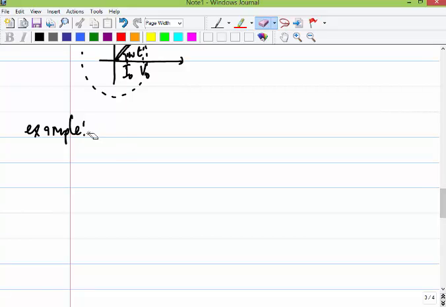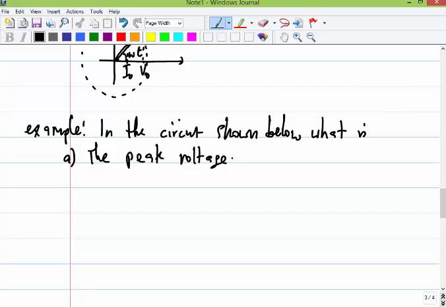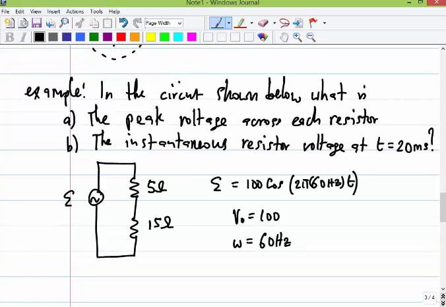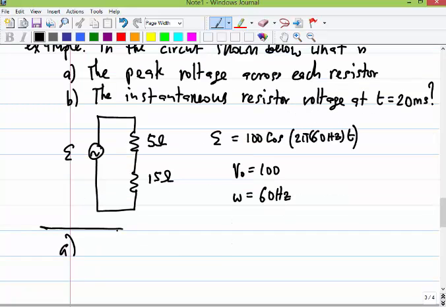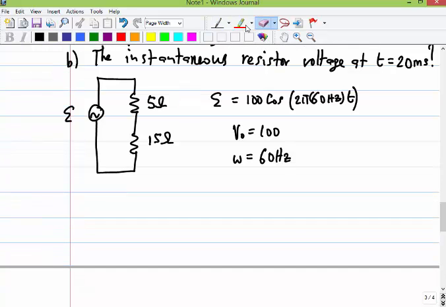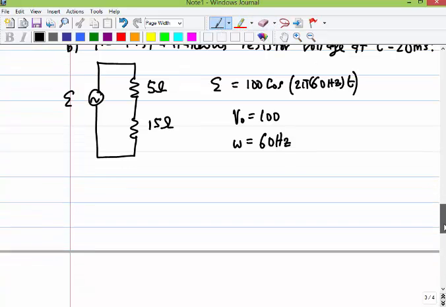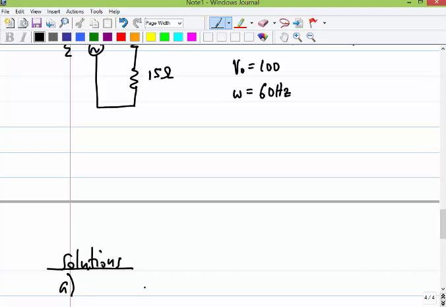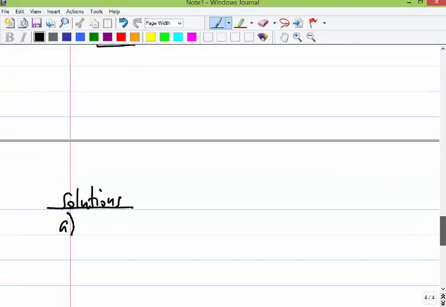For this circuit, we can do this. This example is from your textbook, example 35.1. The question is to find the peak voltage across each resistor and the instantaneous resistor voltage at t equals 20 milliseconds. The first thing we need to do is find the equivalent resistance of the circuit. So let's do the solutions down here. Part A: first find the equivalent resistance of the circuit.